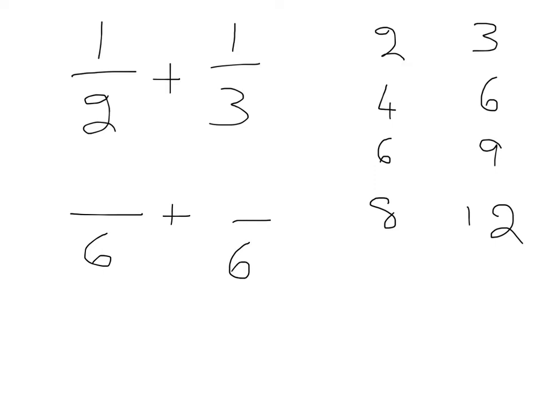So how did we get from 2 to 6? What did we multiply by? We had to multiply by 3, so we're going to do the same to the top. So 1 times 3 is 3. And then to change a third, we went from 3 to 6. We've multiplied by 2, so we need to do the same to the top. We're going to multiply 1 by 2, which gets us 2. Now the bottom number is the same, so we can go ahead and add. 3 plus 2 is 5, and the bottom number stays the same.